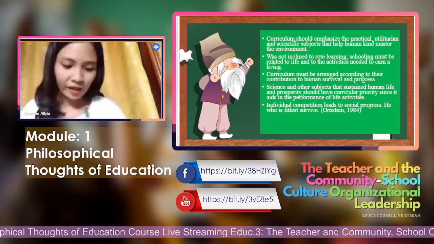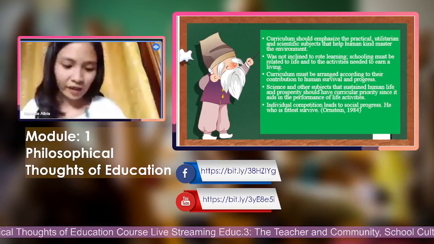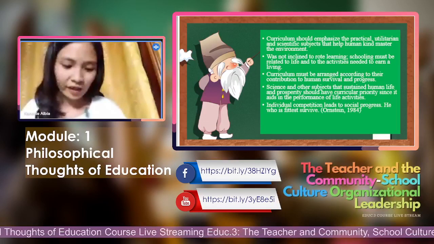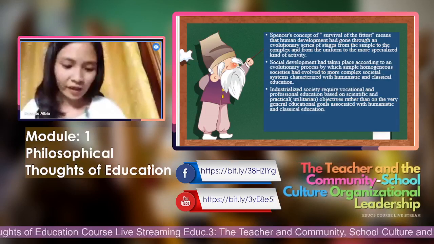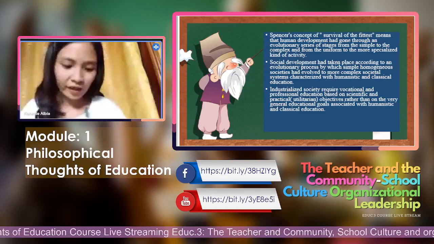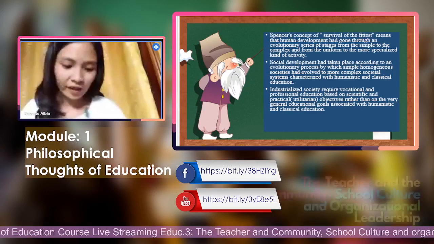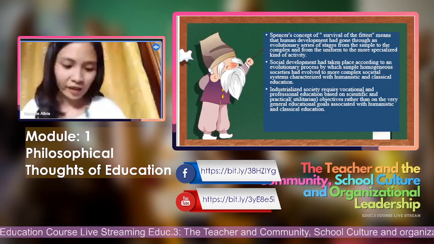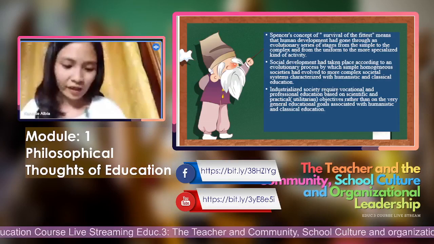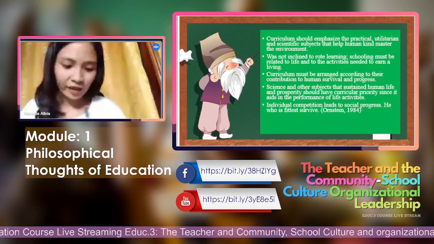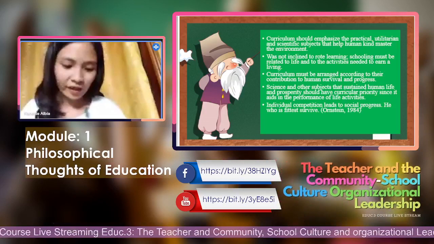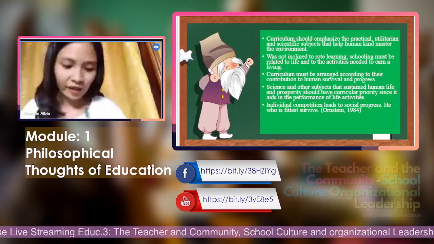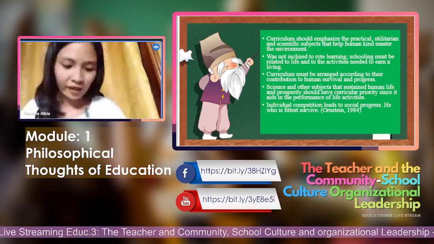The next is industrialized society require vocational and professional education based on scientific and practical or utilitarian objectives rather than the very general educational goals associated with humanistic and classical education. For example po, in elementary education, kailangan nating magkaroon ng vocational na babagay sa mga pupils upang malaman at mahubog ang kanilang mga kakayahan as a student po.